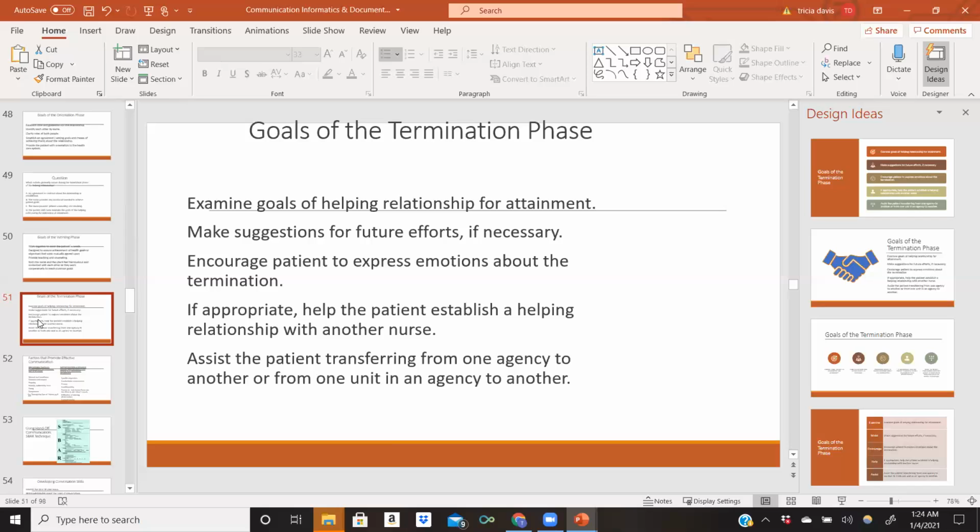You can prepare for the termination of that helping relationship, that nurse-patient relationship, in various ways. It is thoughtful to help set the stage for the patient to establish a helping relationship with another nurse, if appropriate. You can also assist the patient transferring from one facility to another. So helping that patient establish a relationship with another nurse. A good example of that is when you're doing bedside reports. Sometimes you know ahead of time, before the end of your shift, who's going to get your patients that night.